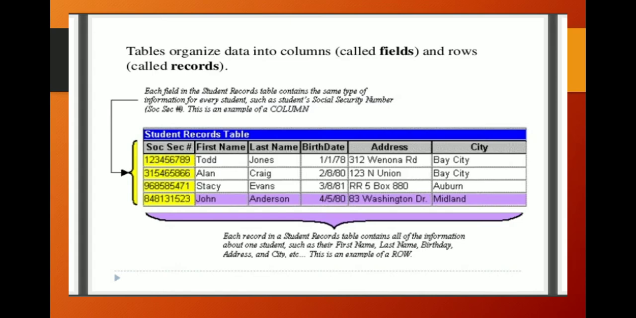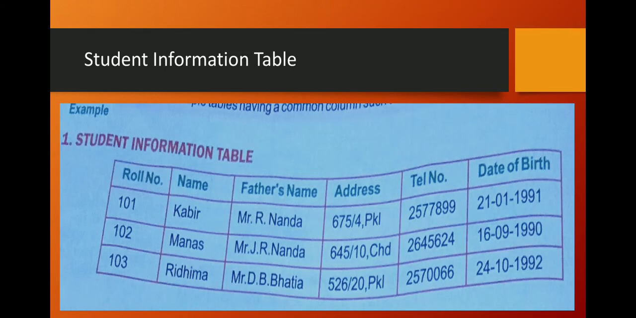Now we will take the example of a student information table. In this table you can see a number of fields are given. Can you identify which are the fields here? So see here, roll number, name, father's name, address, telephone number and date of birth are the different fields. And in the roll number column, 101, 102, 103, these are the records.